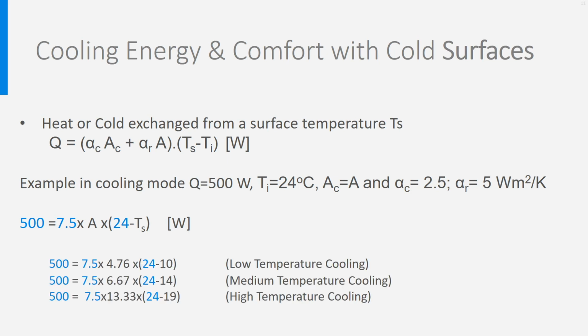In the first example, the panel has a temperature of 10 degrees Celsius. It is an average temperature. In fact, chilled water will enter the panel at 13 degrees and leave it at 7. Never mind, with this temperature, a panel surface area of 4.8 square meters is needed. In the second example, the cooling panel has an average temperature of 14 degrees, leading to a surface area of 6.7 square meters. And in the last example, the panel temperature is 19 degrees, leading to a surface of more than 13 square meters.